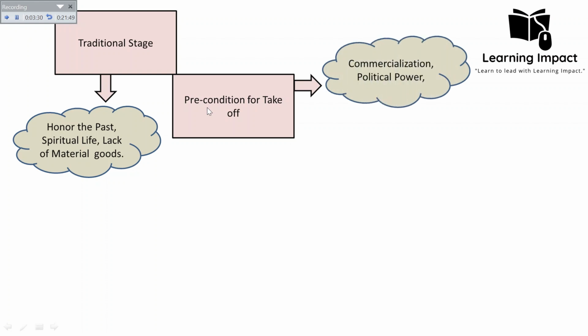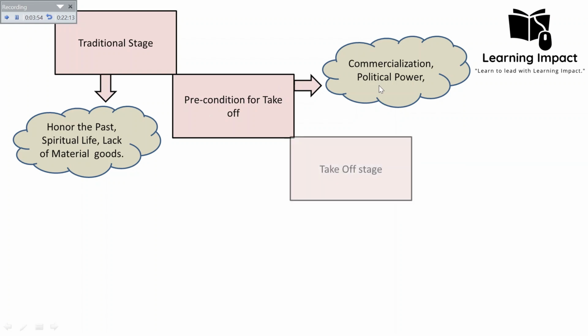So we can say that the major changes that occur, that they give more importance to material goods. Apart from the spiritual life, they also give priority to the material goods also. So they involve in commercialization. Also they enhance political powers, means they divide the political dynamics. So it means that there is now a concept of leader and followers.